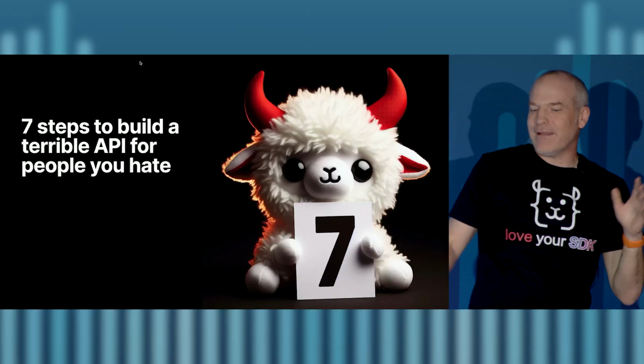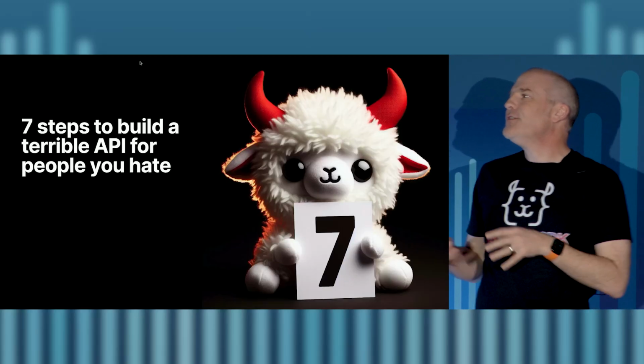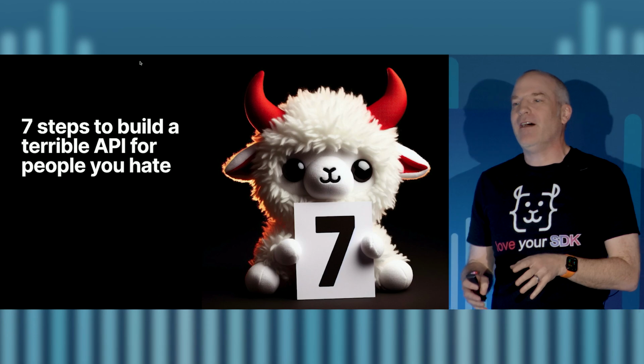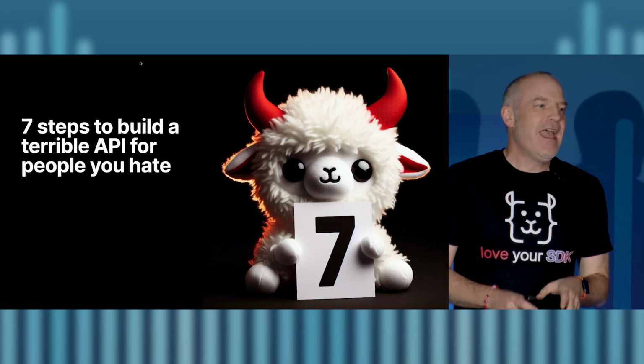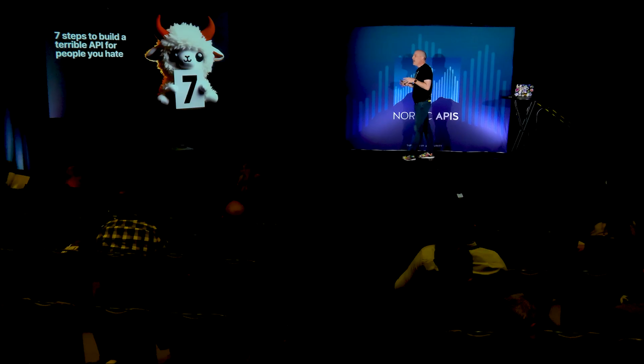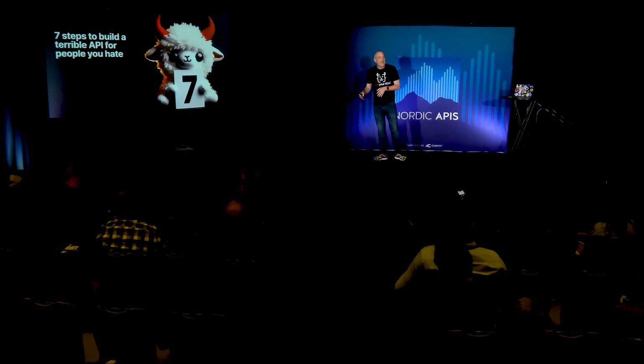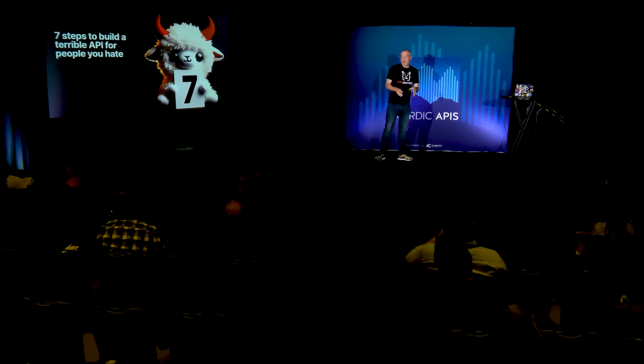So what I want to talk about today is 7 steps you can take to build that terrible API for people that you hate. And everything I'm going to be covering, I have seen in the wild, and other people have seen these things too. So this is all based off actual things that people do.